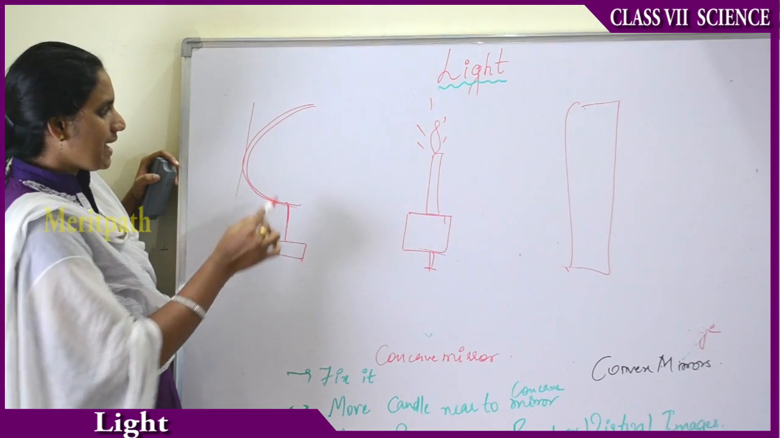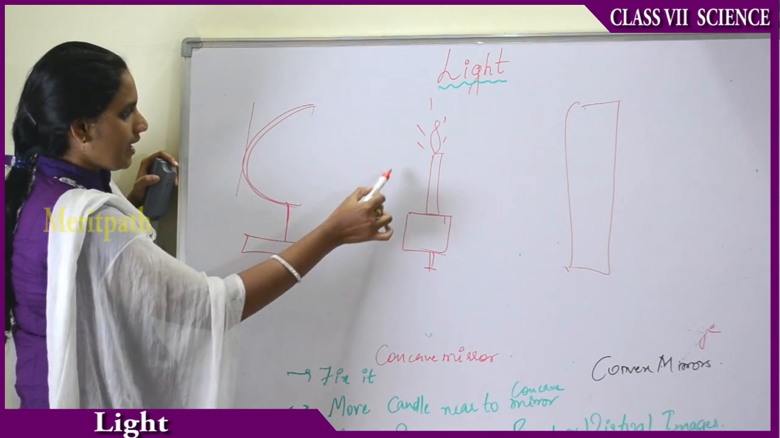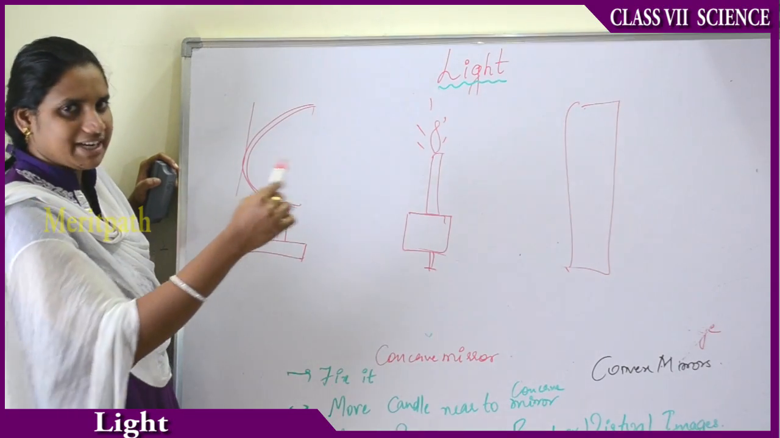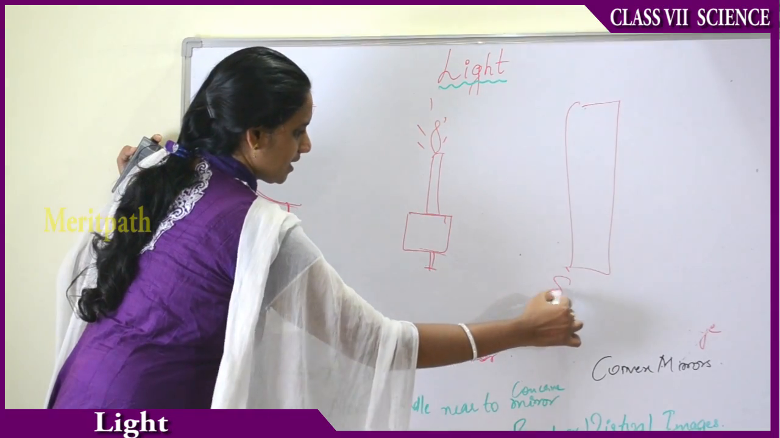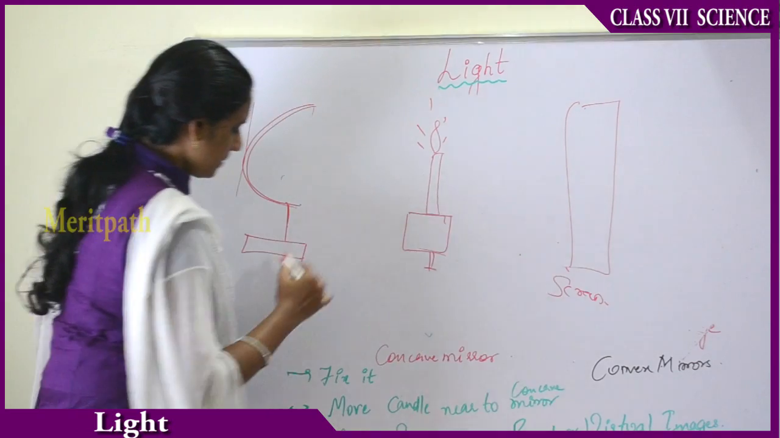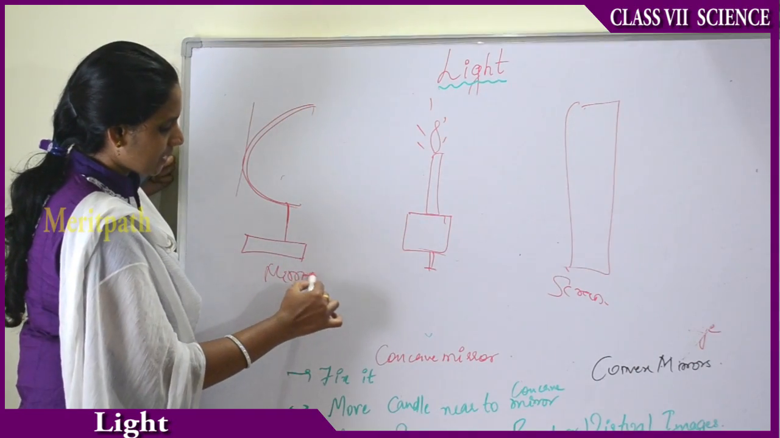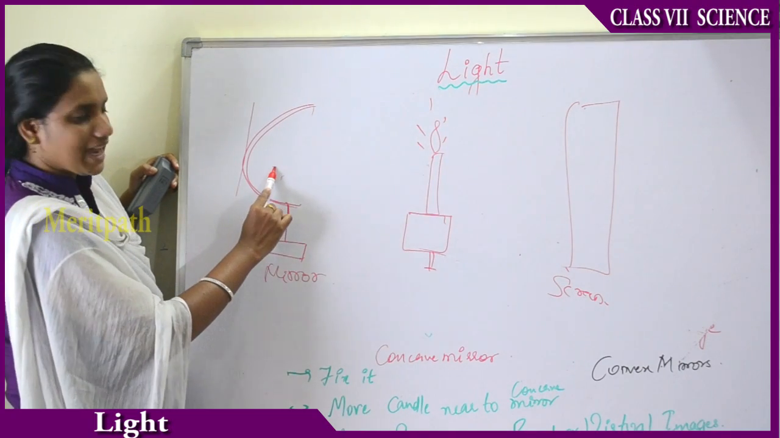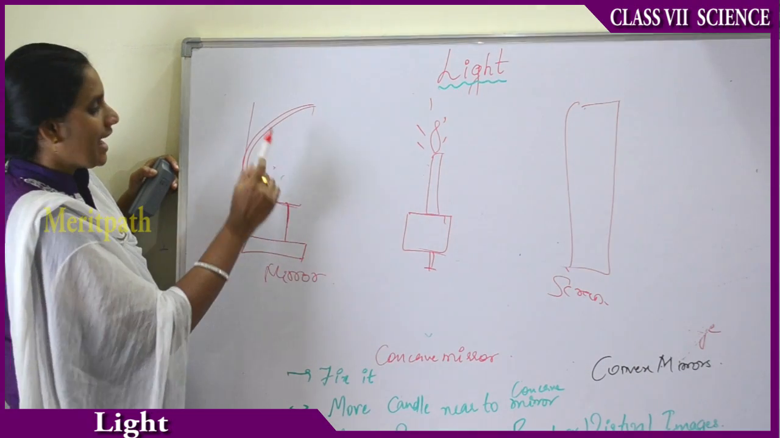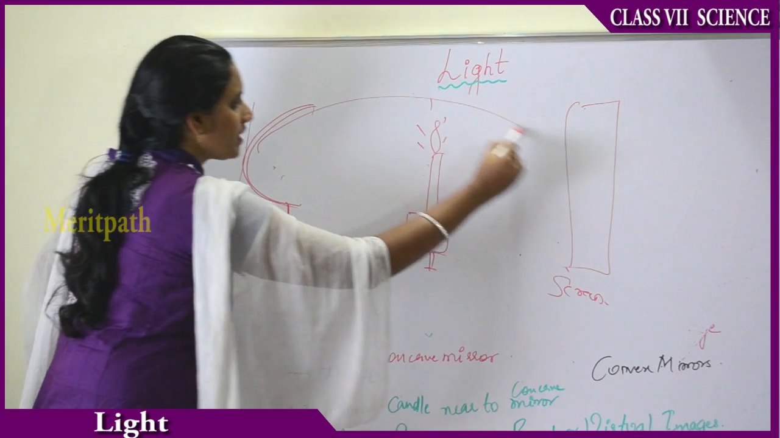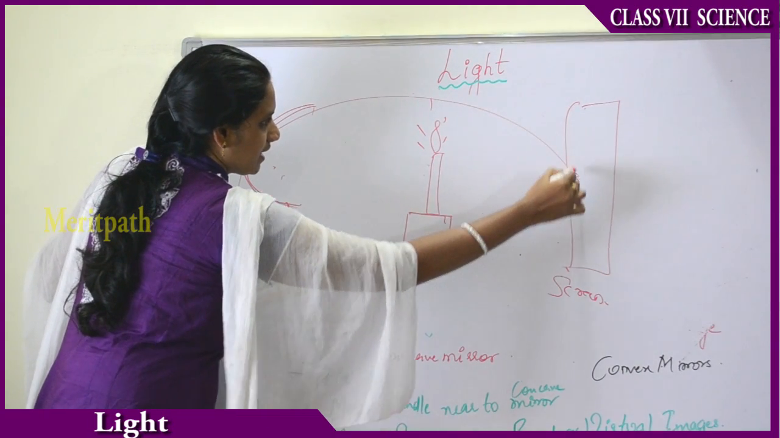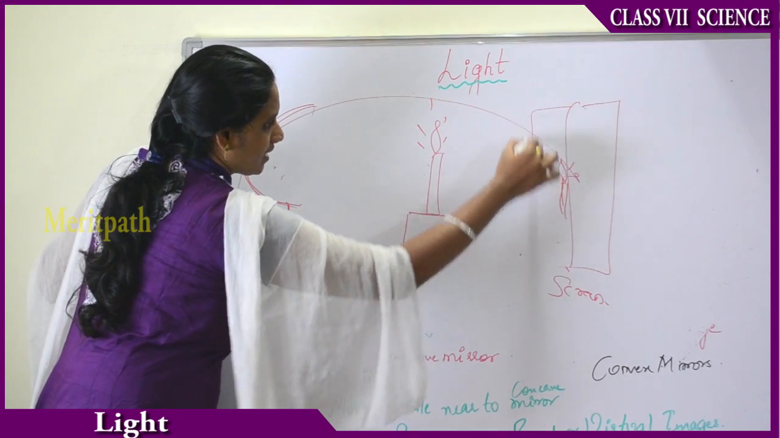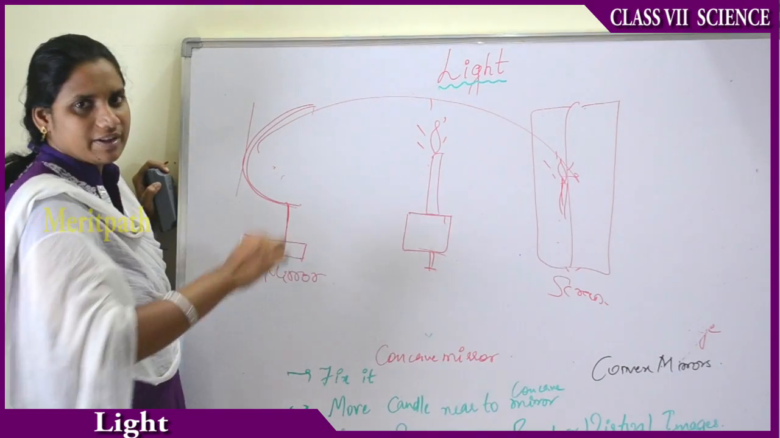Now I am placing this concave mirror on the left hand side, and on the right hand side I am placing the sheet or screen. This is the screen. Now I will say that the reflection of this candle will be on this concave mirror, right? And this will be reflected again on the screen, right? Like this, the candle will be reflected here on the screen.